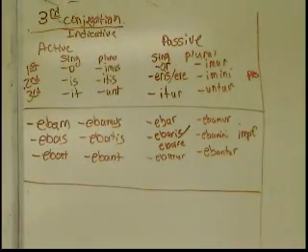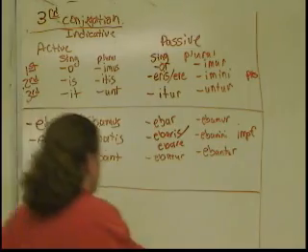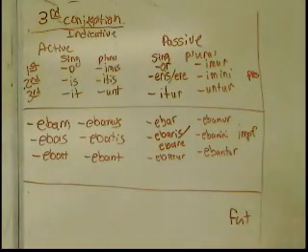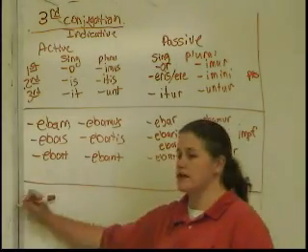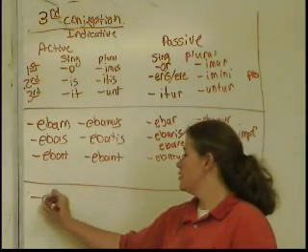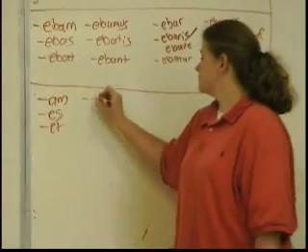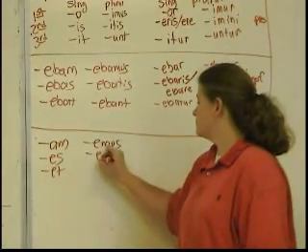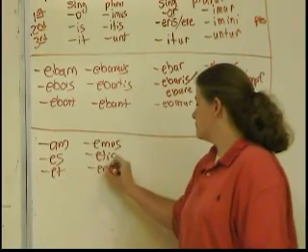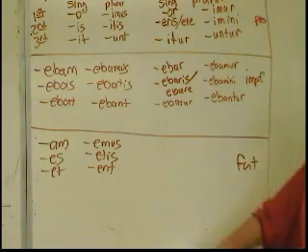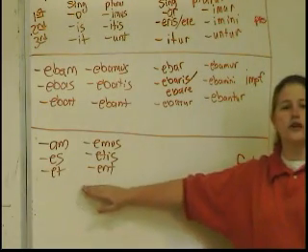The future is the hard one, because the future is different for third conjugation than it is for second and first. The future endings. What are the present active future endings? AM, ES, ET, EMUS, ETIS, ENT.